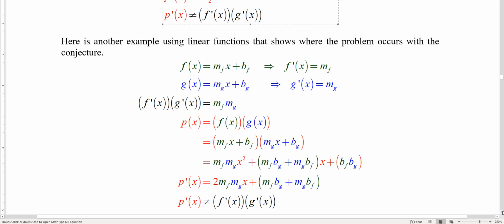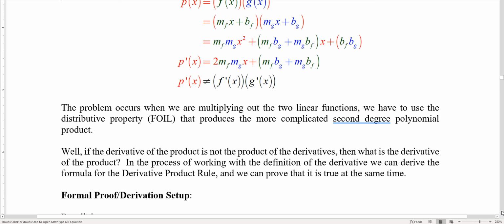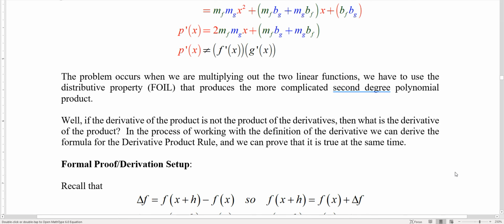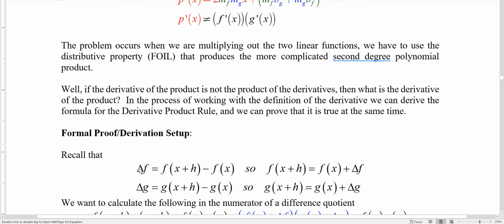So what's really happening? How do we actually find it? Well, it turns out we can actually go through and do a derivation while we're doing the formal proof of it. So let's go through that here in just a second. Okay, so before we do that, let's set up a couple of things and remember this. Delta f is f of x plus h minus f of x. So f of x plus h is f of x plus delta f. Similarly, delta g is g of x plus h minus g of x. So g of x plus h is g of x plus delta g. We used a similar thing like this when we were working on, I think, the chain rule earlier.